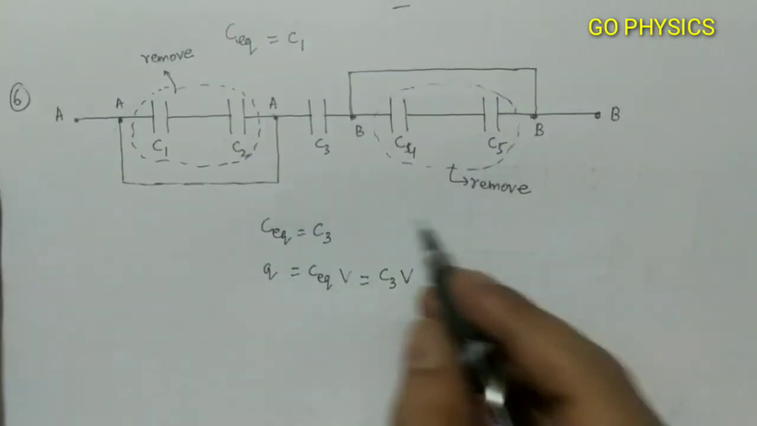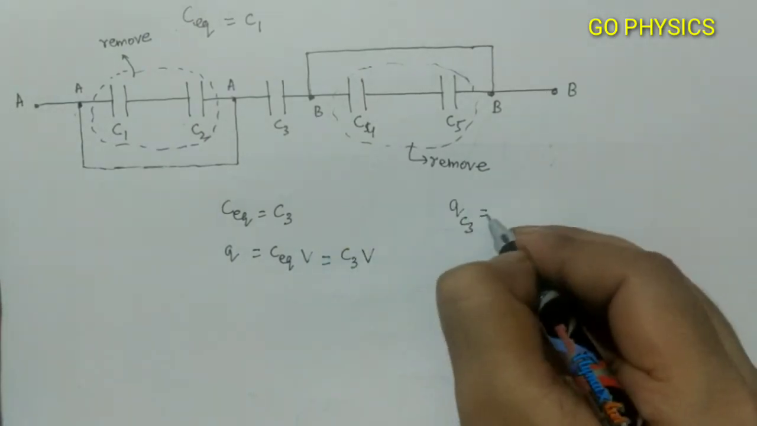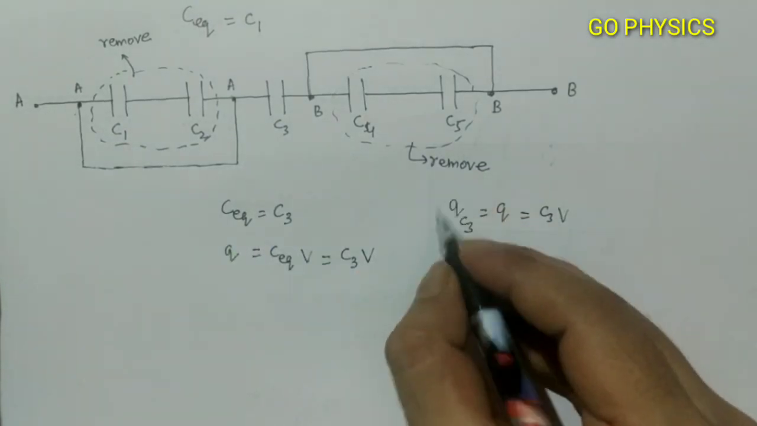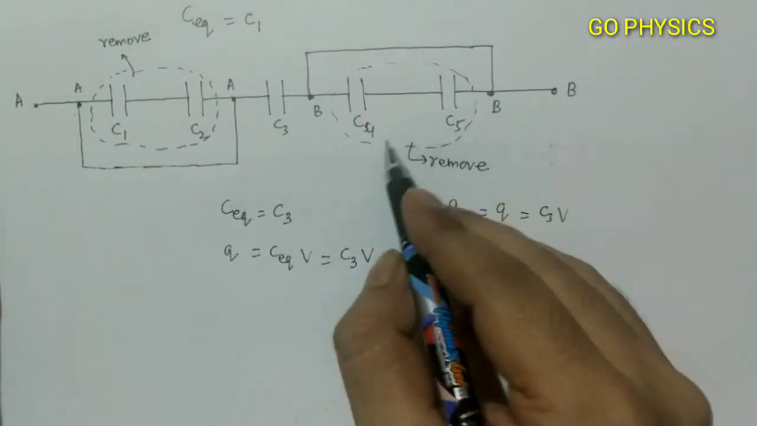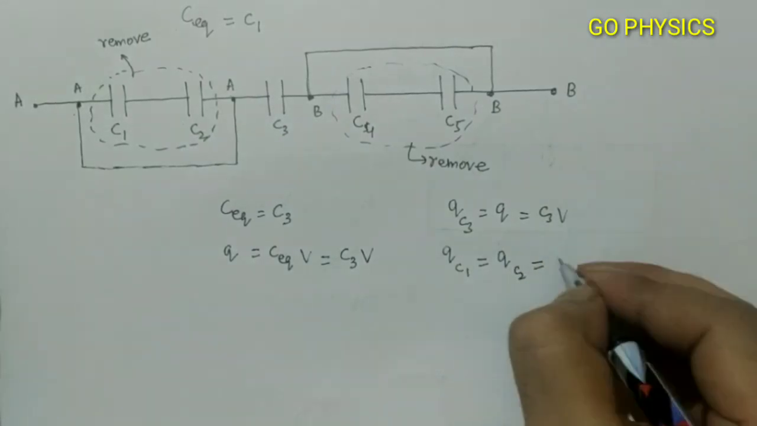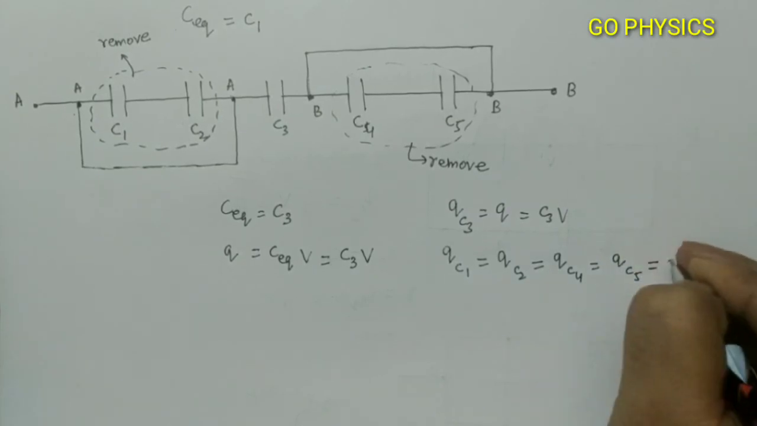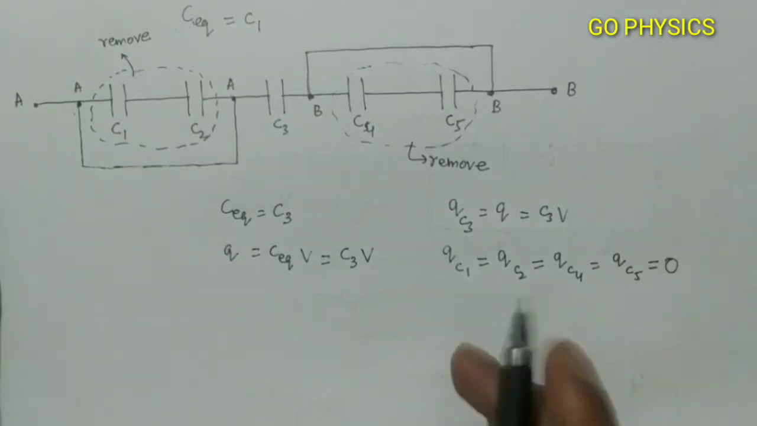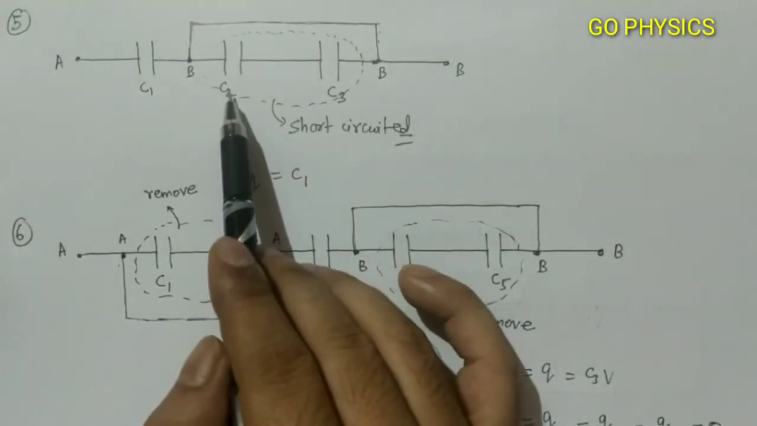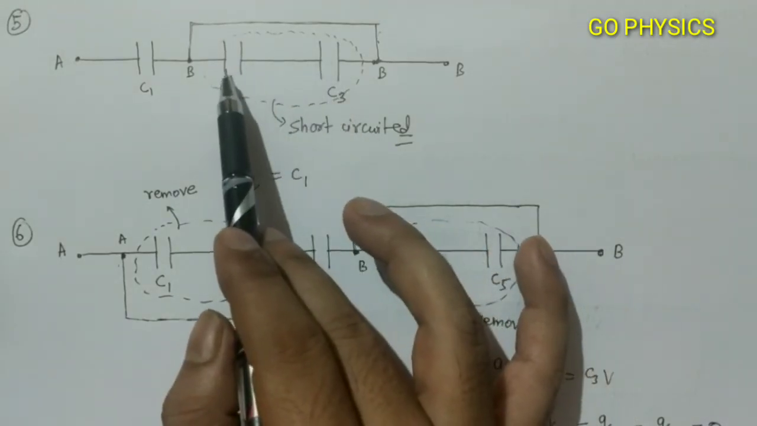So in this case, the charge on capacitor C3 will be equal to Q, which is equal to C3V, and the charge on C1, C2, C4, C5, as I told earlier, if any capacitor is short circuited, the charge on that capacitor is 0. So in this case, the charge on all these capacitors will be 0, and in example number 5, the charge on C2 and C3 will be 0. That is, no charge will be present on C2 and C3.